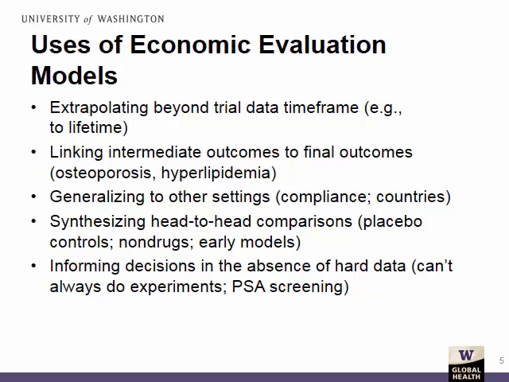So what are some of the uses of economic evaluation models? And let's give some examples. You can use them to extrapolate beyond the time frame of a clinical trial. So let's say you had a trial that ended at 12 months and measured some outcomes, and you wanted to do a study with a lifetime horizon. So what you could do is use a model to bridge the gap between the 12 months and the lifetime horizon.